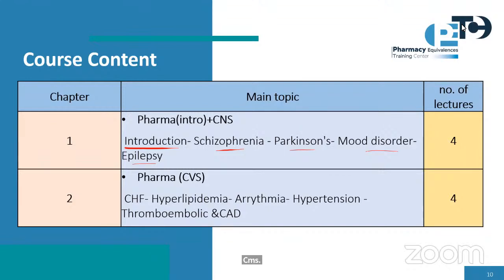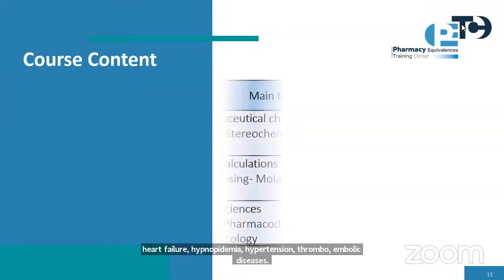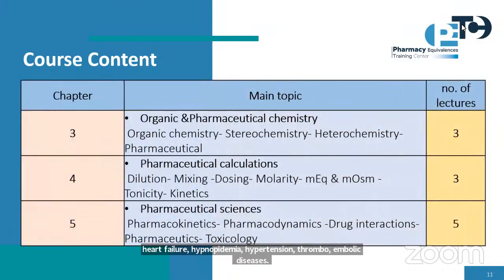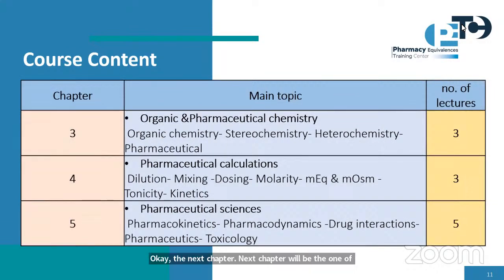Then the second chapter is formed of four lectures, in which we will study different topics like congestive heart failure, hyperlipidemia, arrhythmia, hypertension, and thromboembolic diseases. The next chapter is chemistry, one of the very important topics. It represents about 30% of paper one, so you should study it very well.